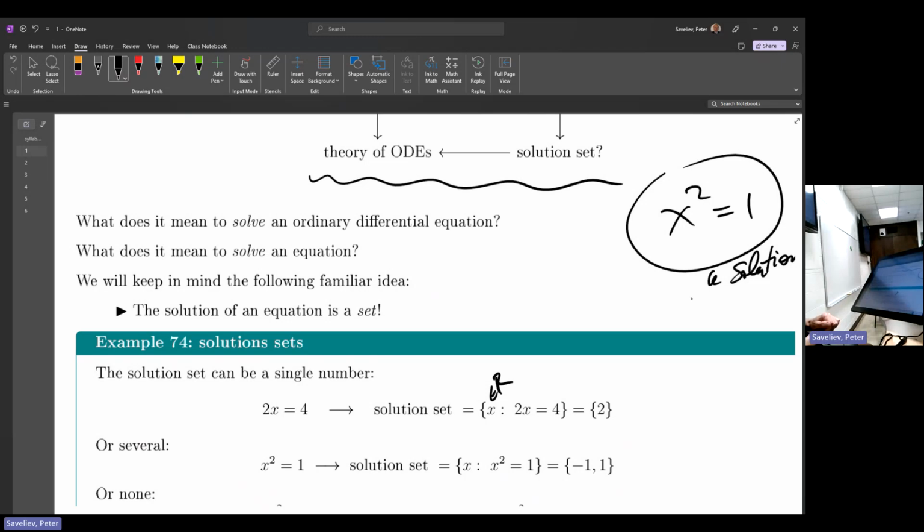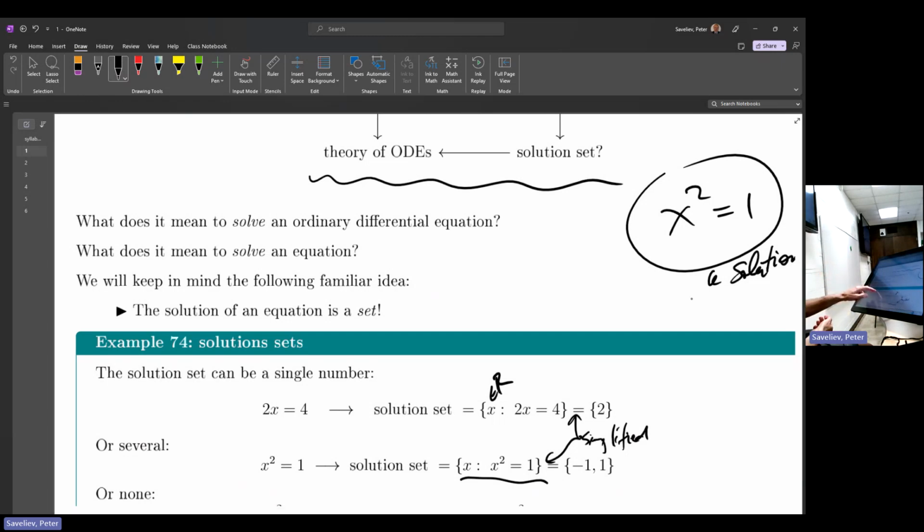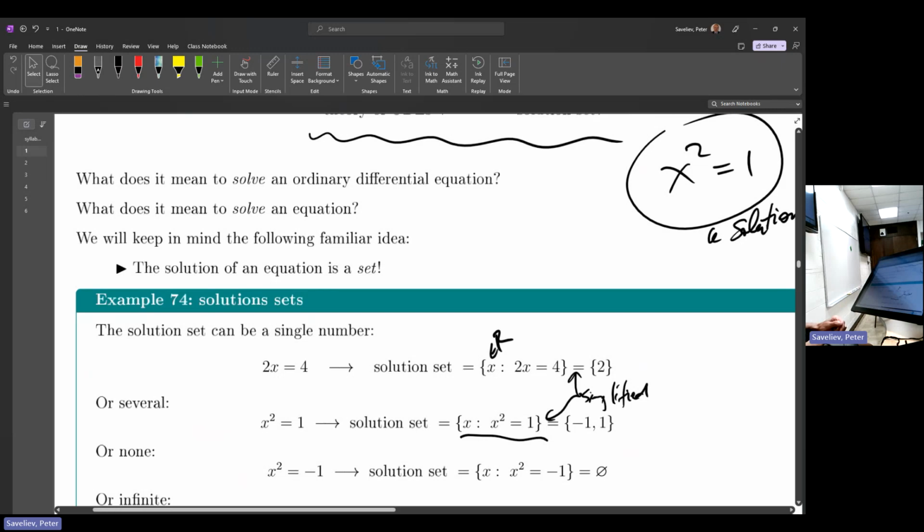If you go with x squared equal to 1, the solution set is written in an implicit way like this, and then it's simplified, and then you have your simple answer. That's what to solve means: to produce the set in the simple form that is actually listed, ideally. x squared is equal to -1. Among real numbers, there is no such thing, so it's empty.